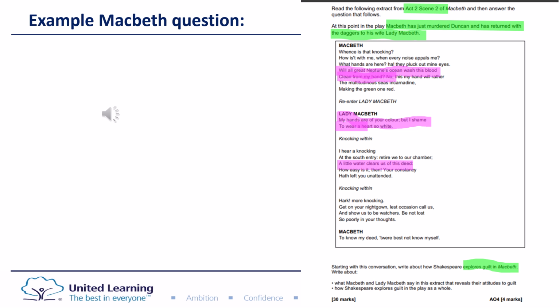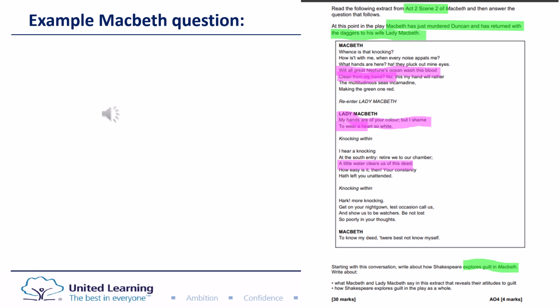Juxtaposing that, you have Lady Macbeth who says, "My hands are of your colour, but I shame to wear a heart so white, and a little water clears us of this deed." So this particular sentence seems to be in complete contrast to Macbeth, in that she feels that they can wash their hands of the blood and then what they've done can be forgotten about.